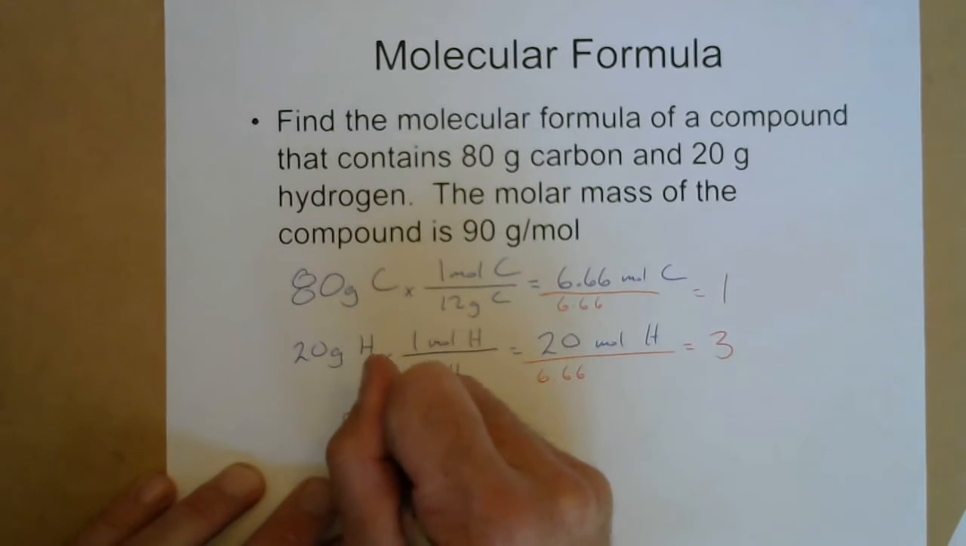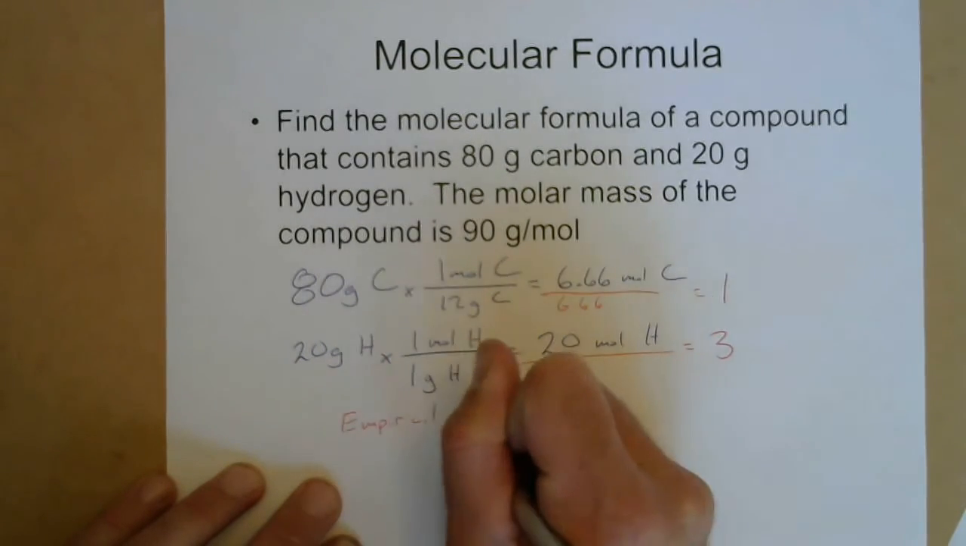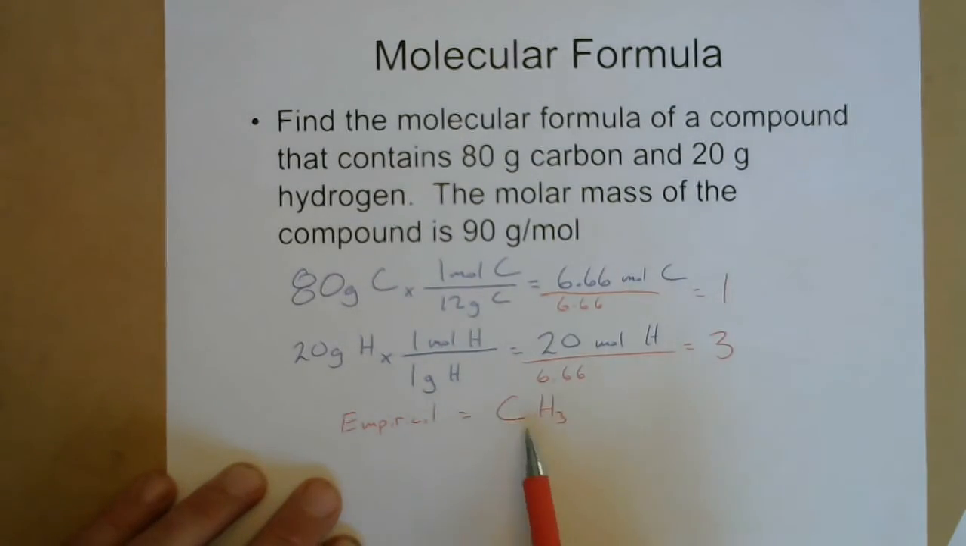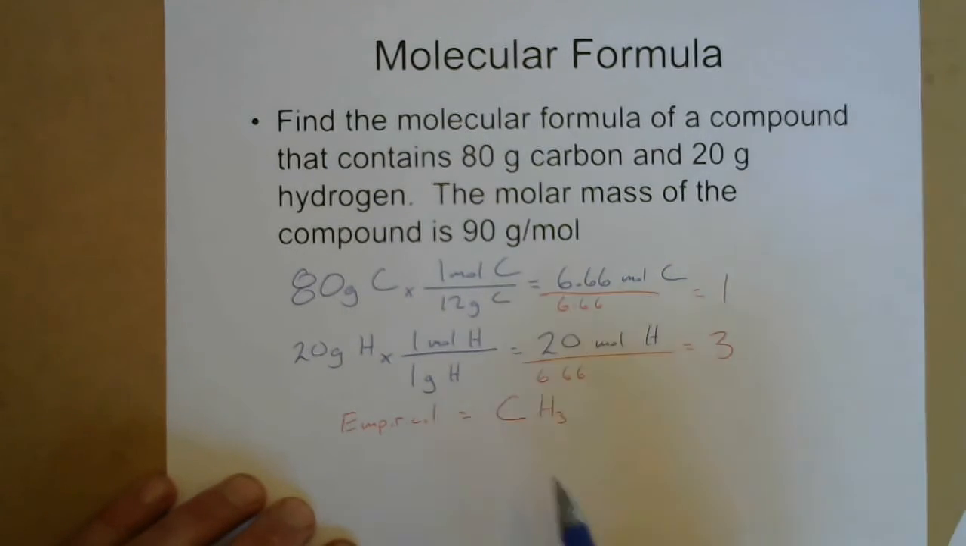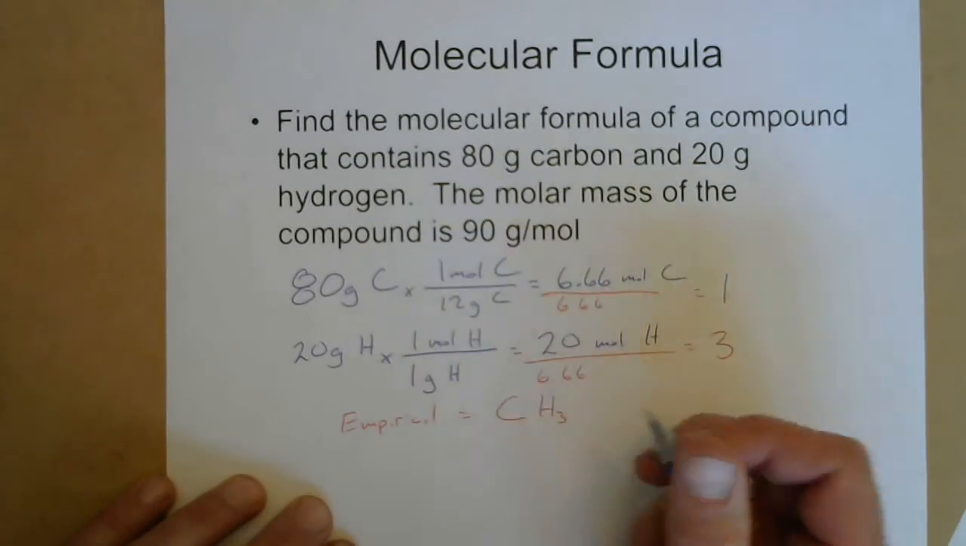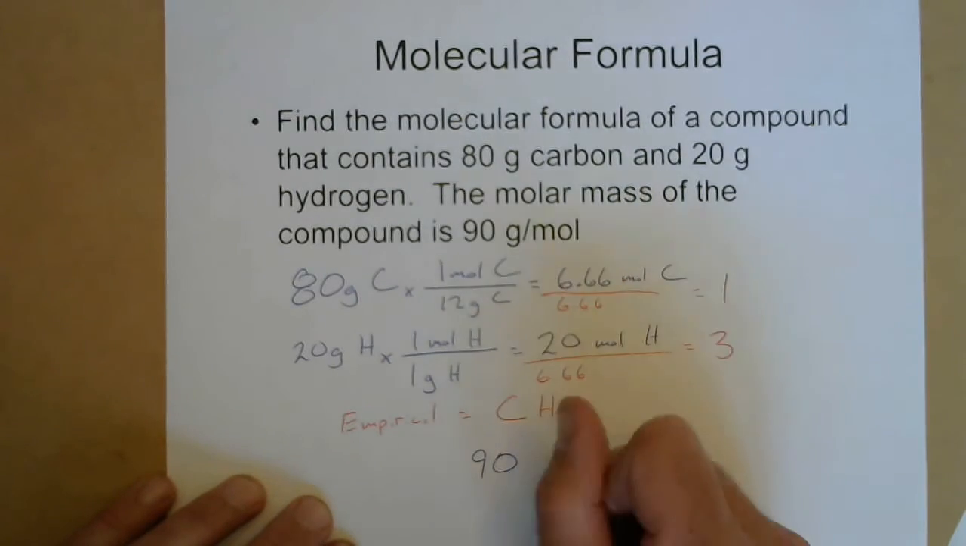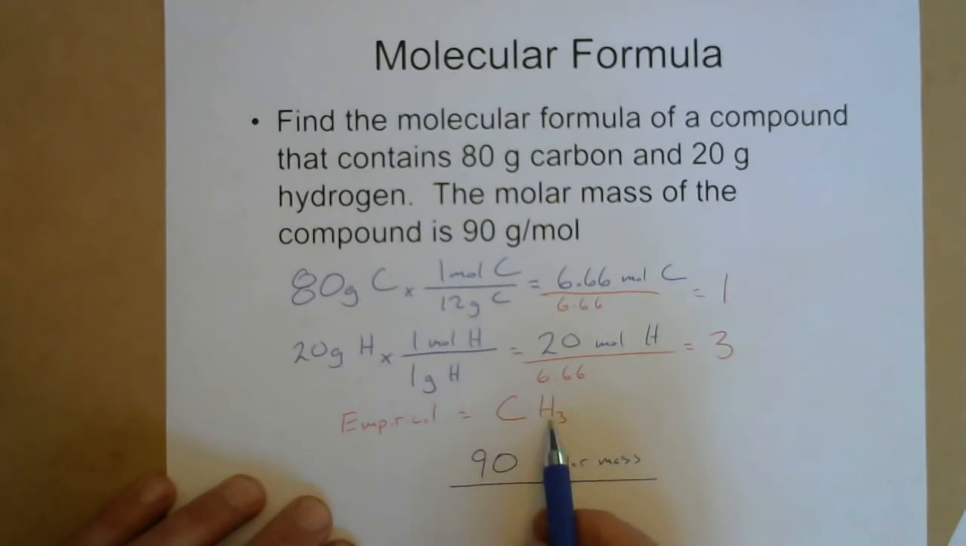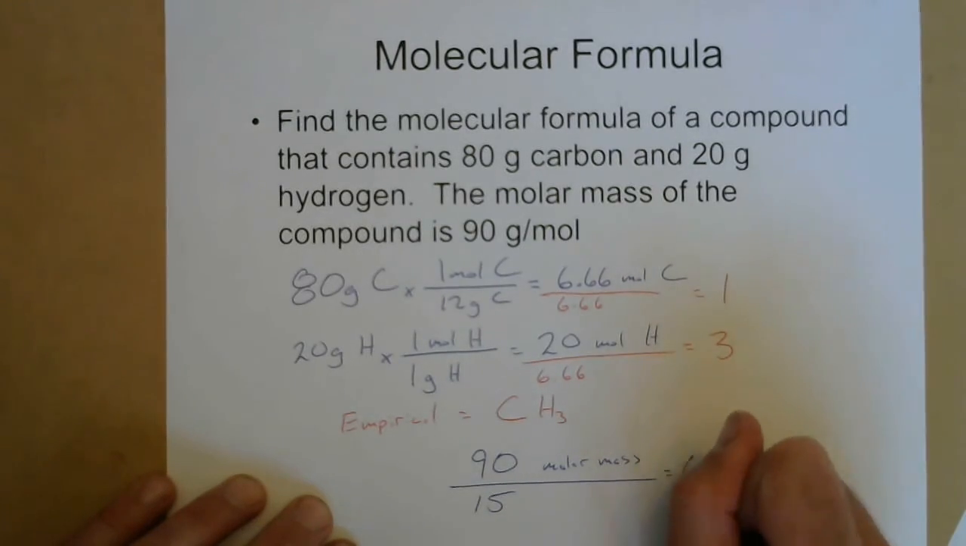So my empirical formula is CH3. And my molecular formula is going to be some multiple of this. So to figure out which multiple of CH3 it is, I'm going to take 90, which was given to me as the molar mass. So 90 is the molar mass. And I'm going to divide by the mass of my empirical formula. So 12 for the carbon, 3 times 1 for the hydrogens. So that's 15. So 90 divided by 15 is going to give me 6.